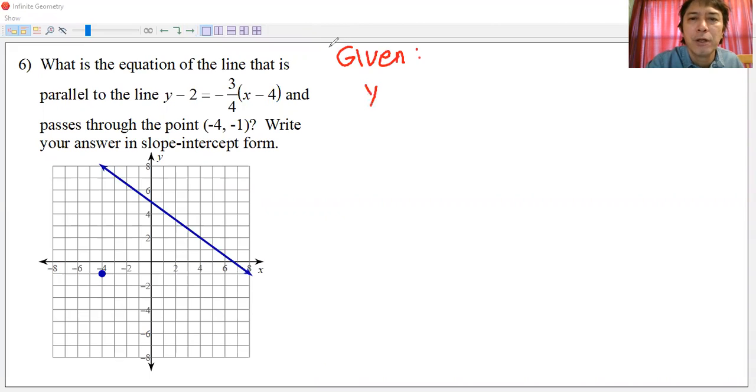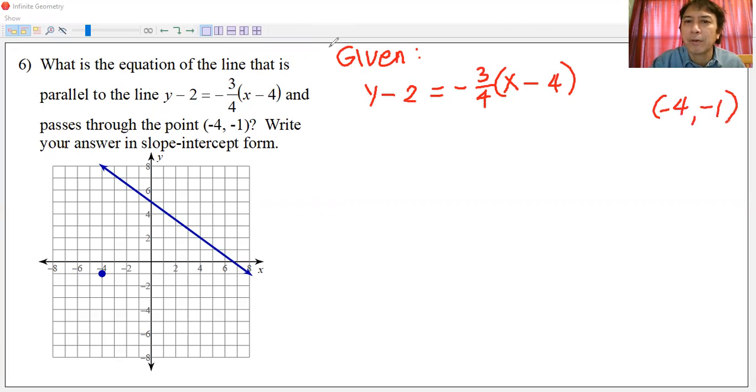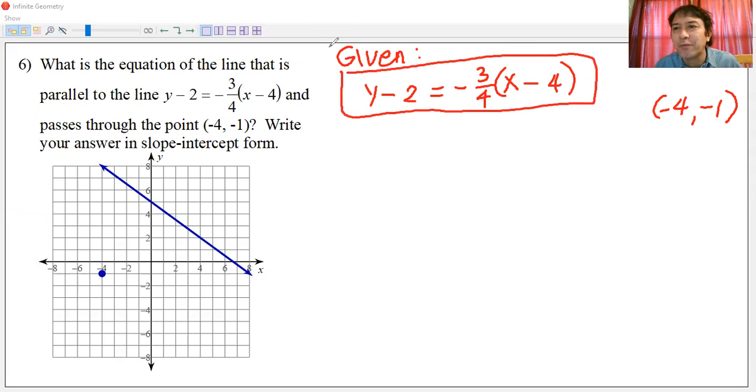The given is y minus 2 equals negative 3/4 times the quantity x minus 4, and passes through the point negative 4, negative 1. Write your answer in slope-intercept form. Now, the given equation here takes the form point-slope form.